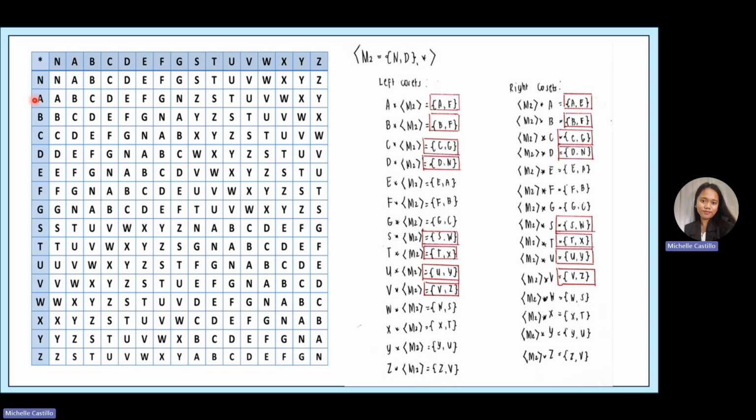So here we have A star N is equal to A, then A star D is equal to E. Therefore, A star M sub 2 is equal to A and E. So for B, we have B star N is equal to B, then B star D is equal to F. That's why we have B and F here. So for the right cosets, we have N star A is equal to A, then D star A is equal to E. That's why we have A and E for this one. And for the next one, we have N star B is equal to B, then D star B is equal to F. That's why we have B and F here.